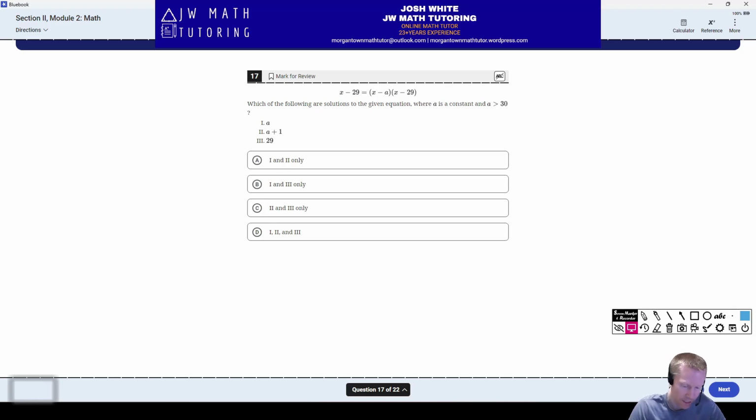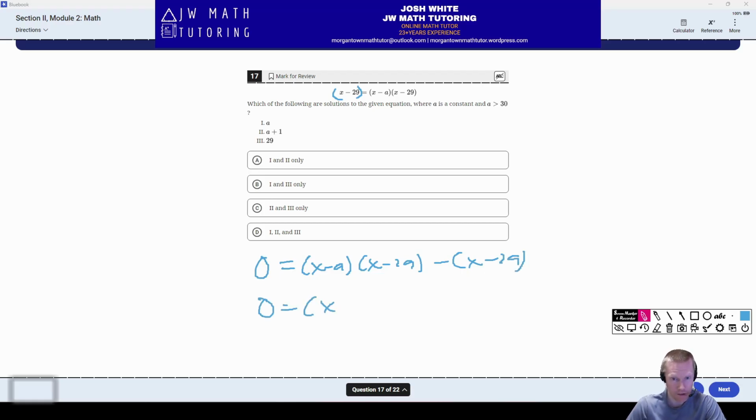Next up, question 17. This is another repeat question. So there are multiple ways that you could solve this. I will show you. If you wanted to do it the theoretical way, the way that I would actually do it is I would subtract this whole term over to the right. So I'd get 0 equals x minus a times x minus 29 and then minus x minus 29. Then you could factor out an x minus 29 from both terms, and what you're left with is x minus a, that's this right here, and then here you just have a minus 1. This whole thing gets factored out, so there's really just a 1 left.